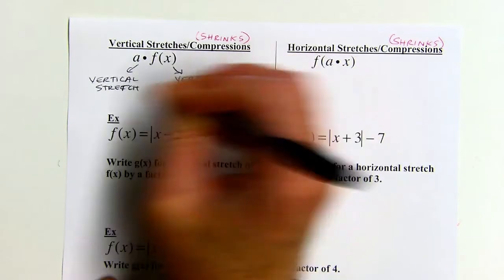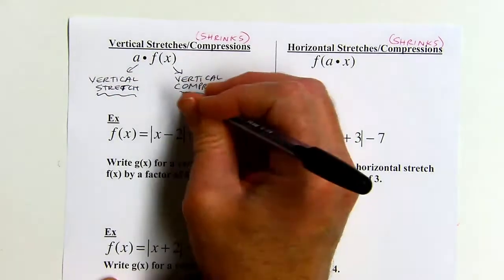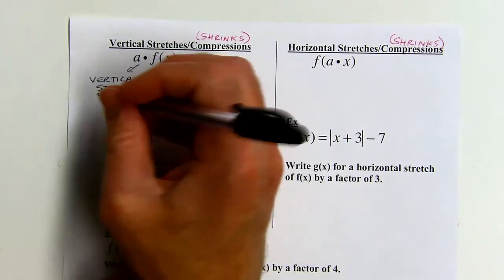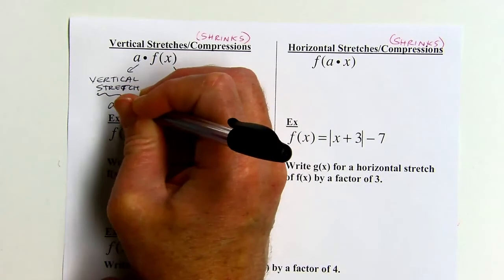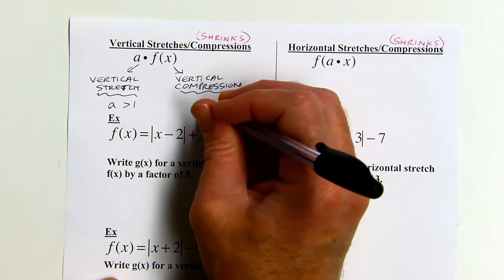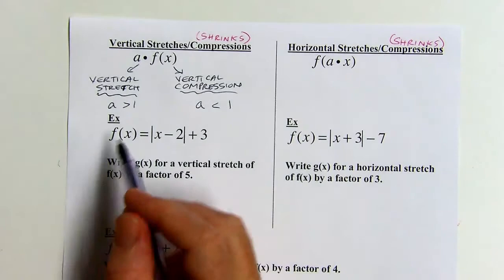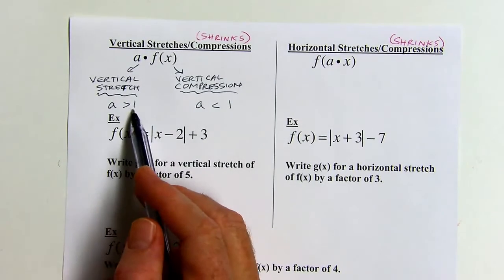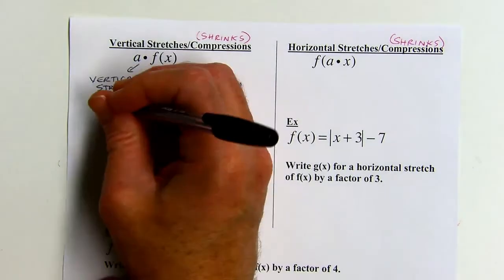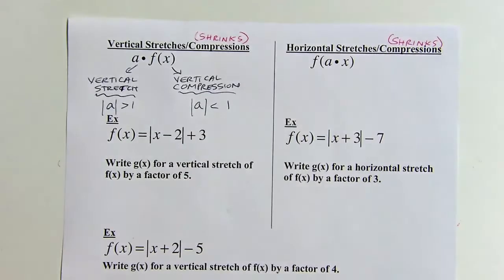All right, so the way you can tell which one you're going to get is by the value of a. If a is greater than 1, then we've got a vertical stretch, and if a is less than 1, we're going to have a vertical compression. Now technically, it could be greater than 1 or less than -1. So this is technically the absolute value of a, but you can just think is a greater than 1 or less than 1. And I'll get into that in a second here.